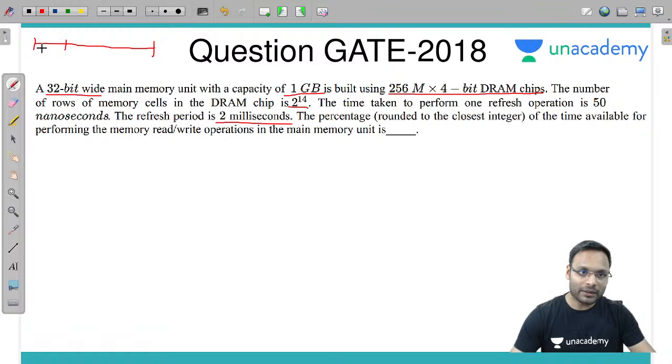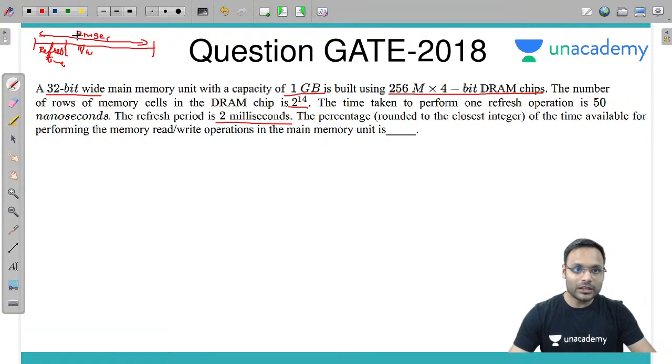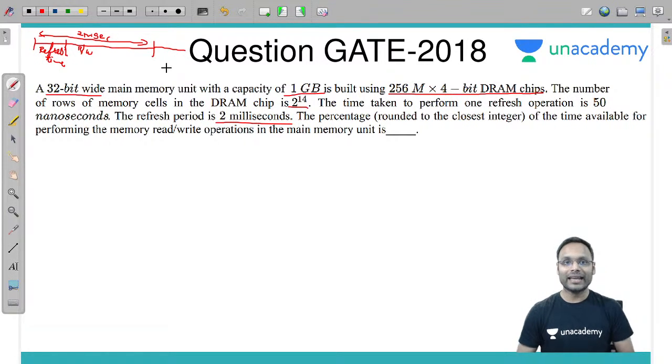Some refresh time is required so that the entire chip can be refreshed. After that, the remaining time will be used for read-write purposes. From 0 to 2 milliseconds, as soon as 2 milliseconds is done, since the refresh period is 2 milliseconds, refresh is started again, and again.